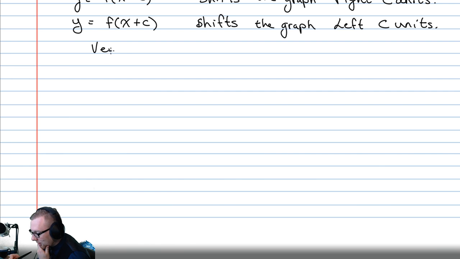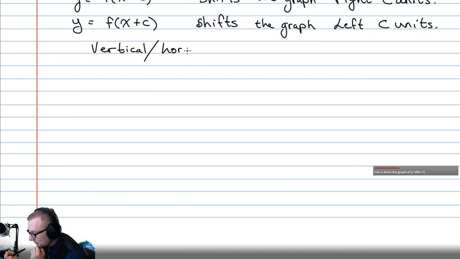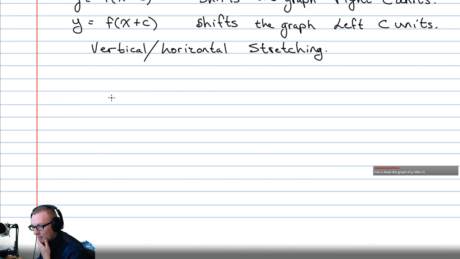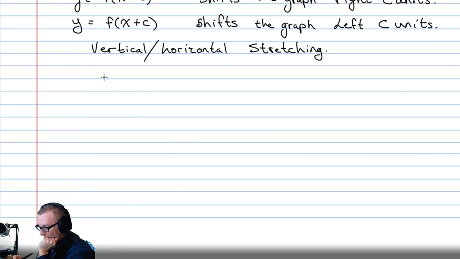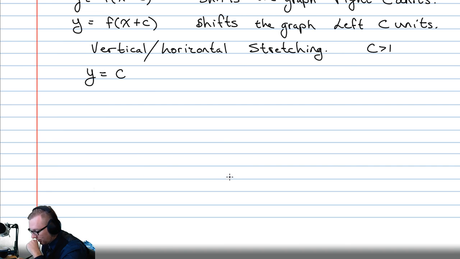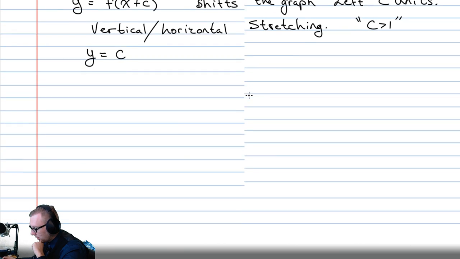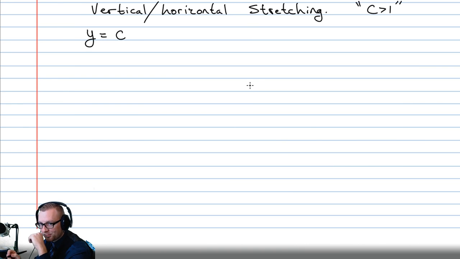So this is vertical and horizontal stretching. Logan, I'll draw it in a second here. So y equals c times f of x. This time we're just going to assume that c is greater than 1, so it's not a fraction. Because if it was a fraction, it would change things, and we don't want to bother with that.